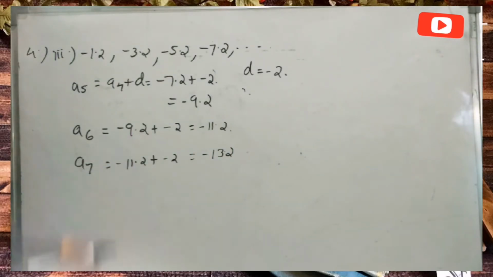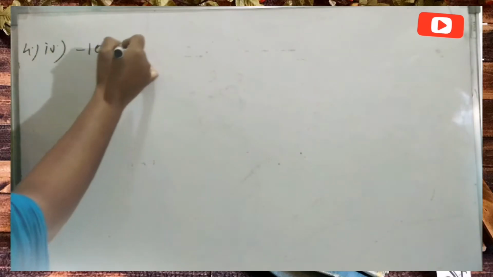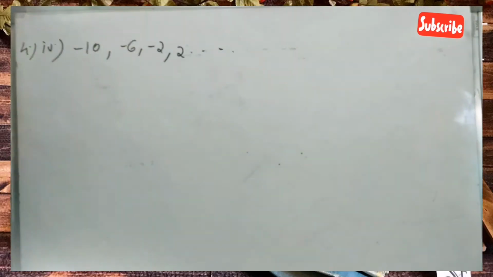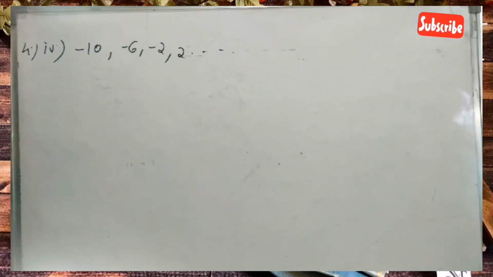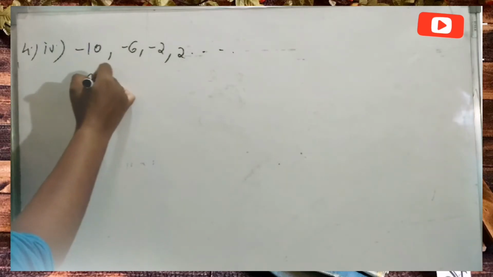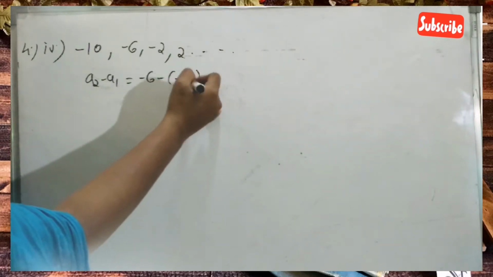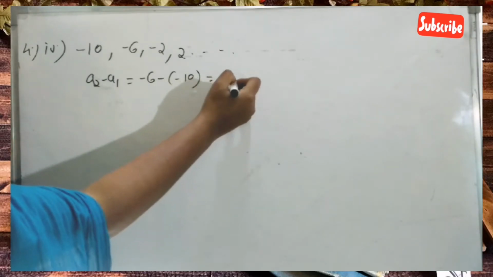Now fourth one. Fourth question, fourth sub question. Minus 10, minus 6, minus 2, 2, etc. Here a2 minus a1, that is equal to minus 6 minus minus 10, it is equal to 4.